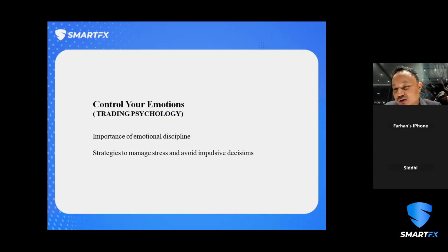This is important. You should know when to get out of the trade. I have experienced this in my lifetime, even when I started trading. We have a tendency that if we are making a profit, we want to book a small profit and get out of that trade, so that we can save that small profit.